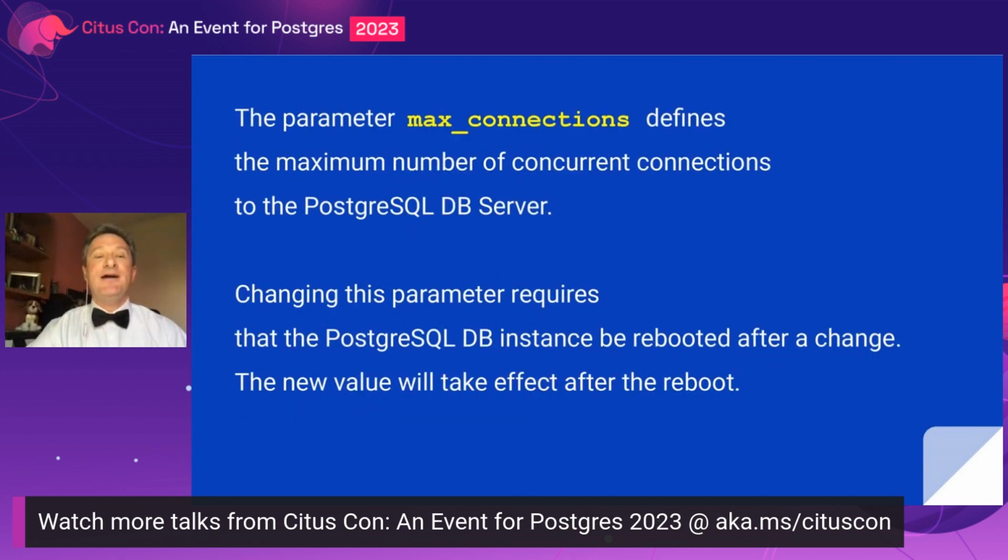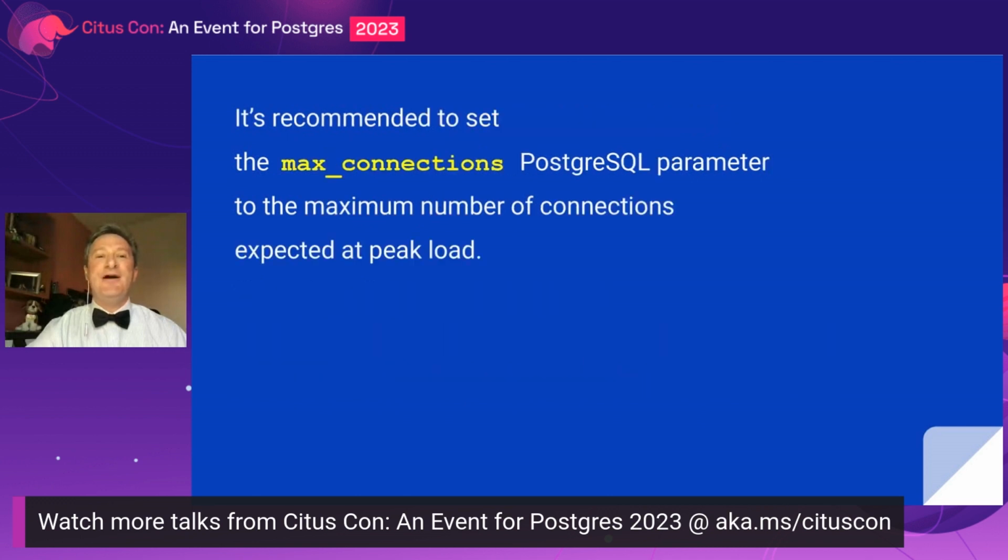The parameter max connections defines the maximum number of concurrent connections to the Postgres database server. Changing this parameter requires that the Postgres database instance be rebooted after a change. The new value will take effect after the reboot. It's recommended to set the max connections Postgres parameter to the maximum number of connections expected at peak load.